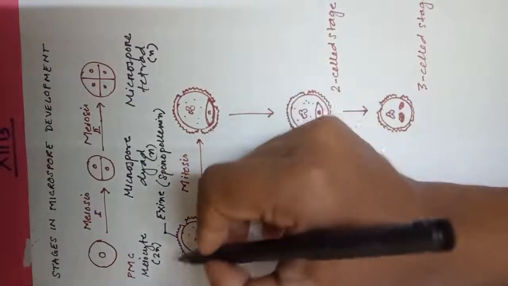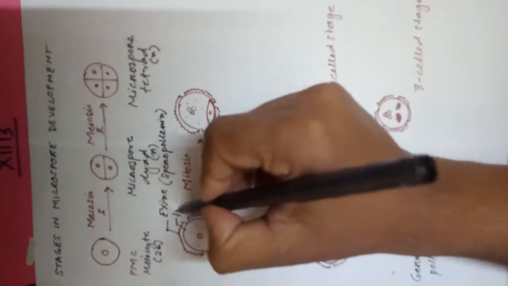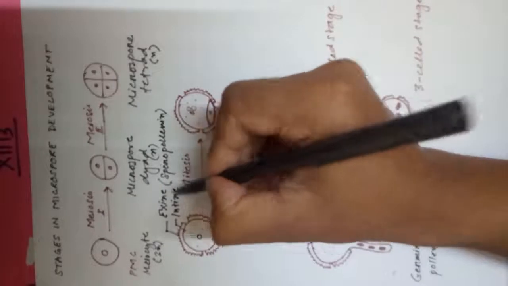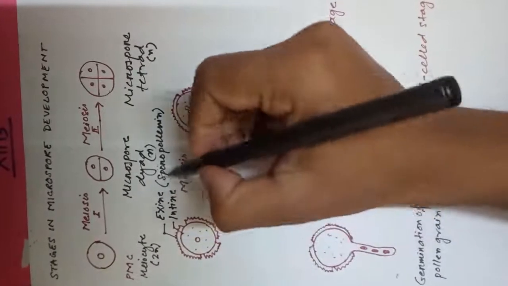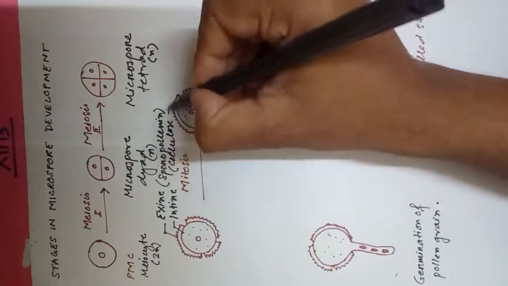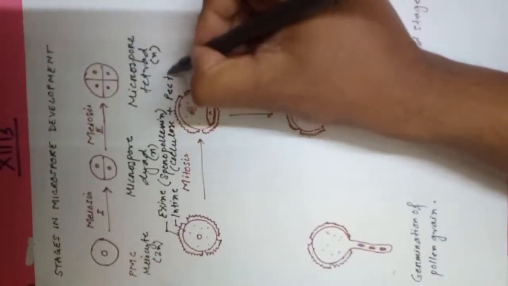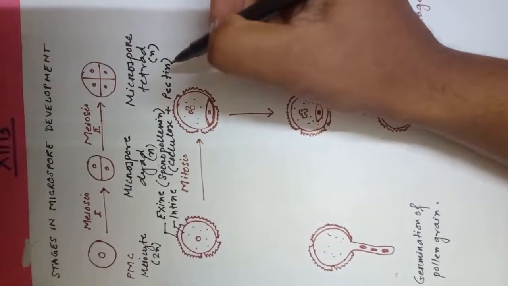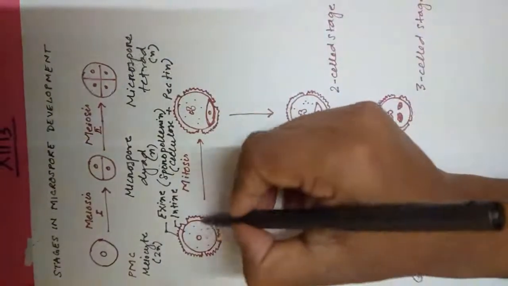Now interior to the exine we have another layer which is continuous. This continuous layer is called intine. Intine is made of cellulose and pectin, also called pectocellulose, and this is entire.